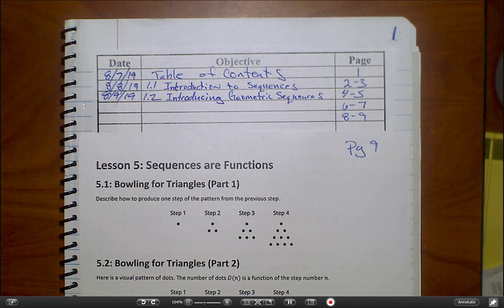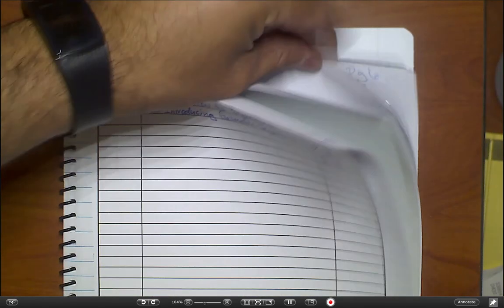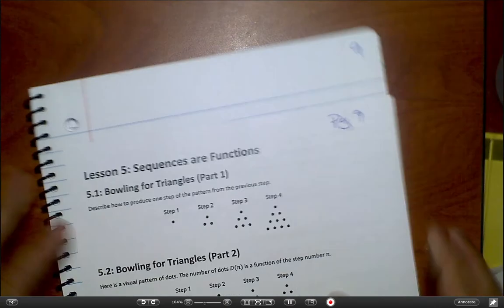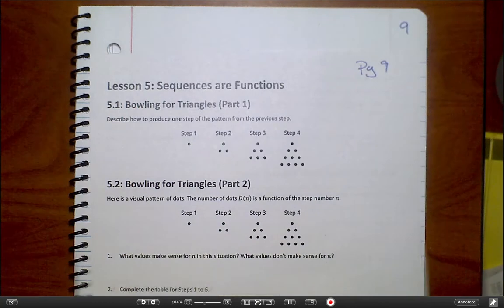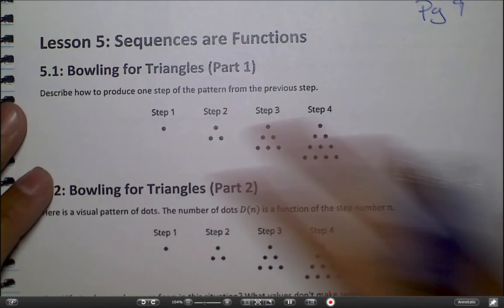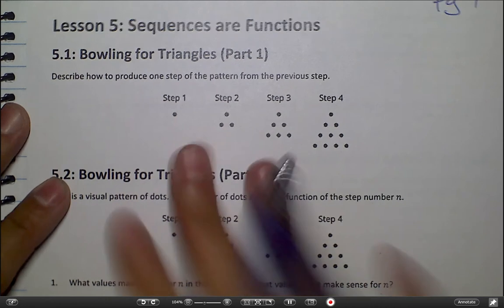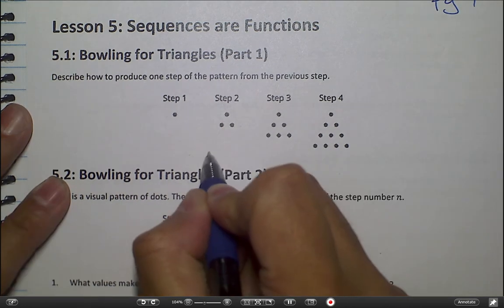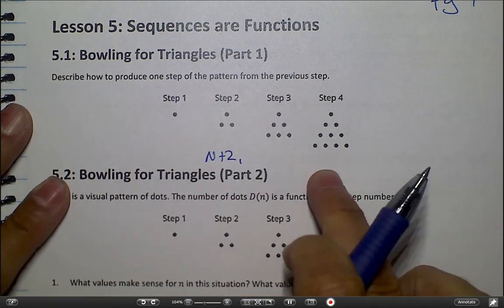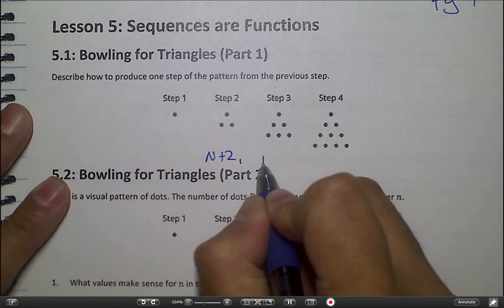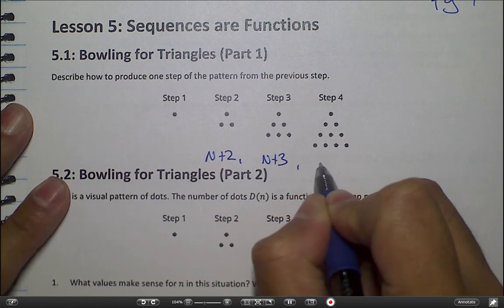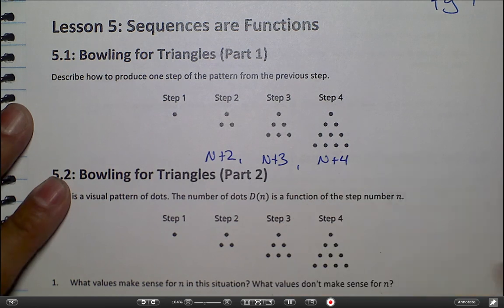So we're working on page 8 and 9 today. So let's take a look. So in my notebook, 7, 8, 9. So we already did the practice from this first problem. We already did this one right here. This was our warm-up. So now what did we say for this first part? N plus 2. So this one was n plus 2. And what was the other one? N plus 3. Then it was n plus 4. Very good. And so if I were to keep going, it would be n plus 5, n plus 6, right? Okay, good.